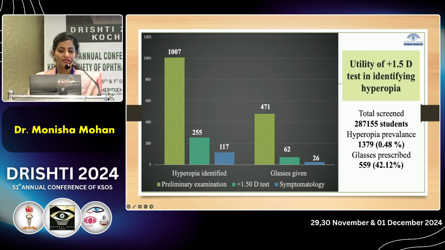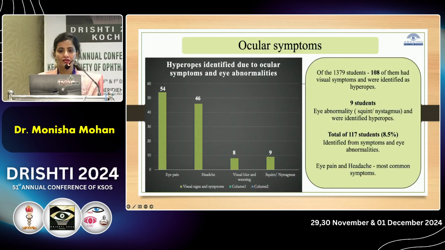Similarly, the glasses that were given were predominantly from the preliminary examination itself, which was 471. Glasses given to those picked up through the 1.5 diopter test were 62, and symptomatology were just 26. Coming to the ocular symptoms, out of the 1,379 students, 108 had visual symptoms and were identified as hyperopes. 9 students had eye abnormality, which could be squinting or nystagmus, and were identified as hyperopes. So a total of 117 students were identified from the symptoms and the eye abnormalities, and headache and eye pain were the most common symptoms presented by these patients.